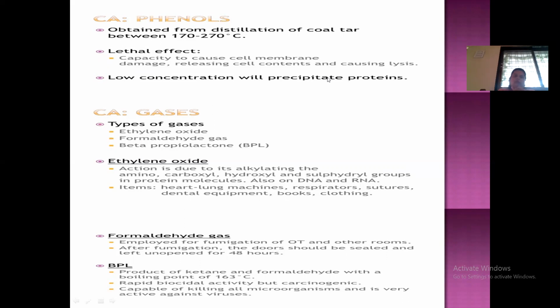What is the activity of phenol here? It gives a lethal effect. Lethal effect means it has the capacity to cause cell membrane damage, destruction of the cell membrane. If you don't understand lethal effect, it means decrease of the microorganism through destruction of the cell membrane, releasing of cell content or causing cell lysis. Cell lysis means destruction of the cell. Low concentration will precipitate the protein.